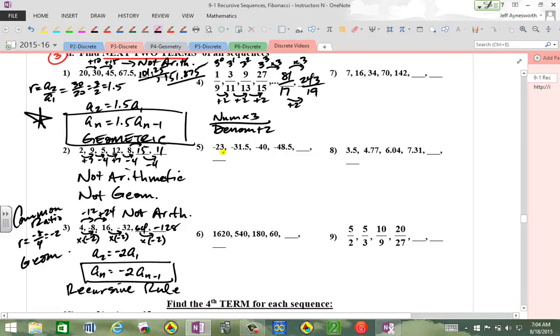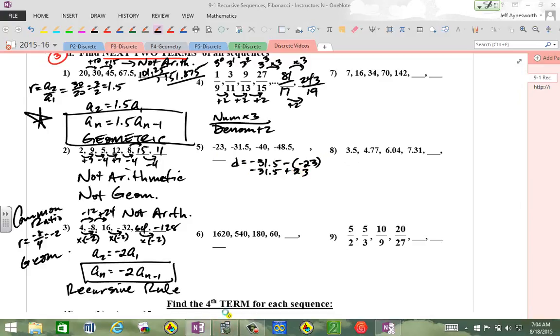Next one here, I'm decreasing, so I'm going to try to find a common difference. I'm going to see if it's arithmetic. So negative 31.5 minus a negative 23. Negative 31.5 plus 23.